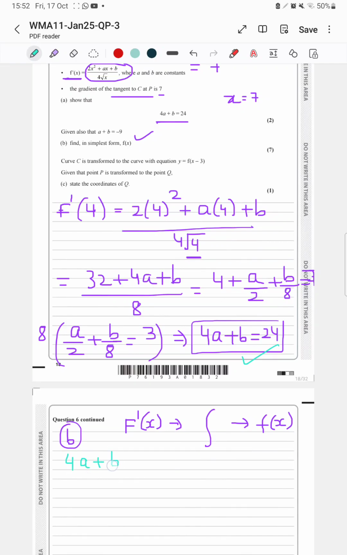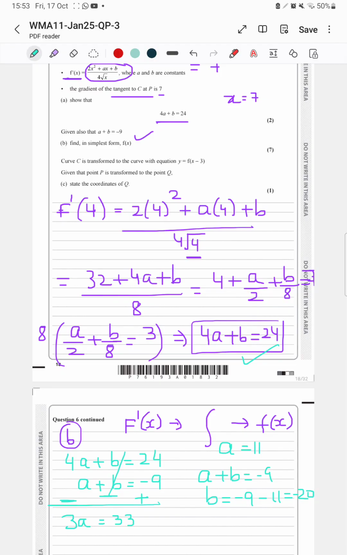And the second equation is also given in the question itself, that a plus b equals -9. So I will subtract these two equations. So it will be 3a equal to 33. See, when I subtract the two equations, the signs will be changed, minus and this -9, so it will become plus. So from here I got a as 11 and a plus b is -9. So from here b will be equal to -9 minus 11, that is -20. So I got the values of a as well as the value of b. Now I will substitute these values in my question.